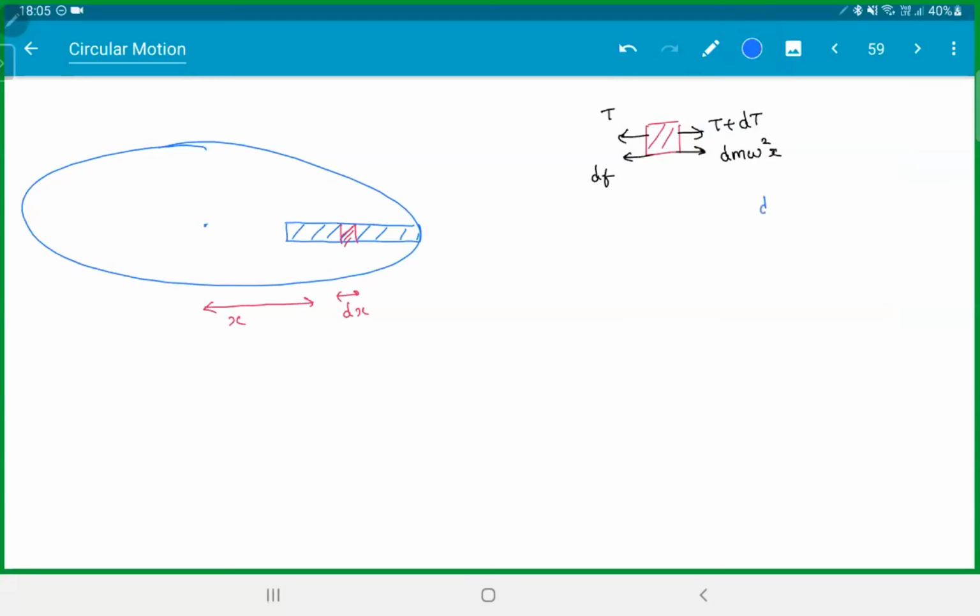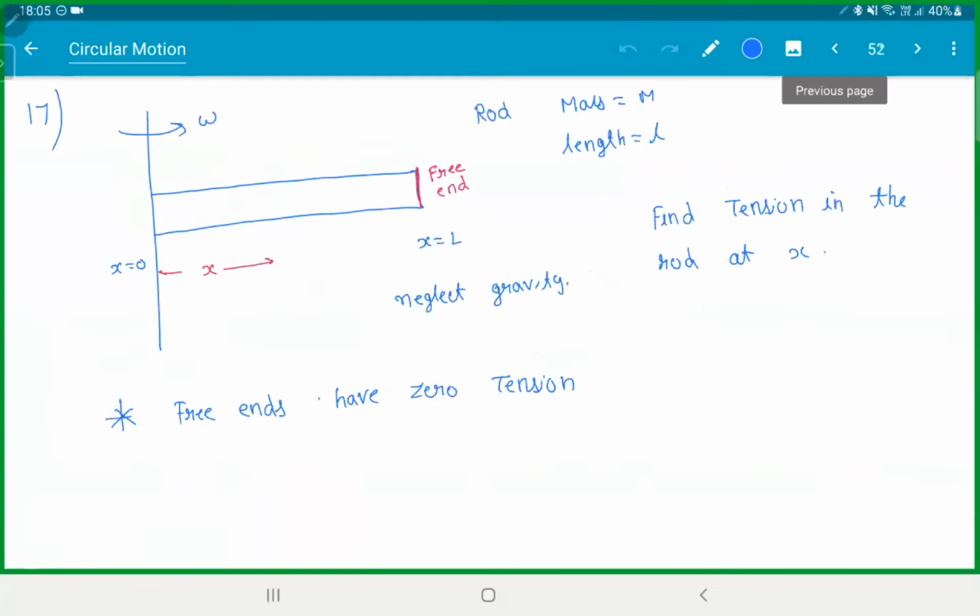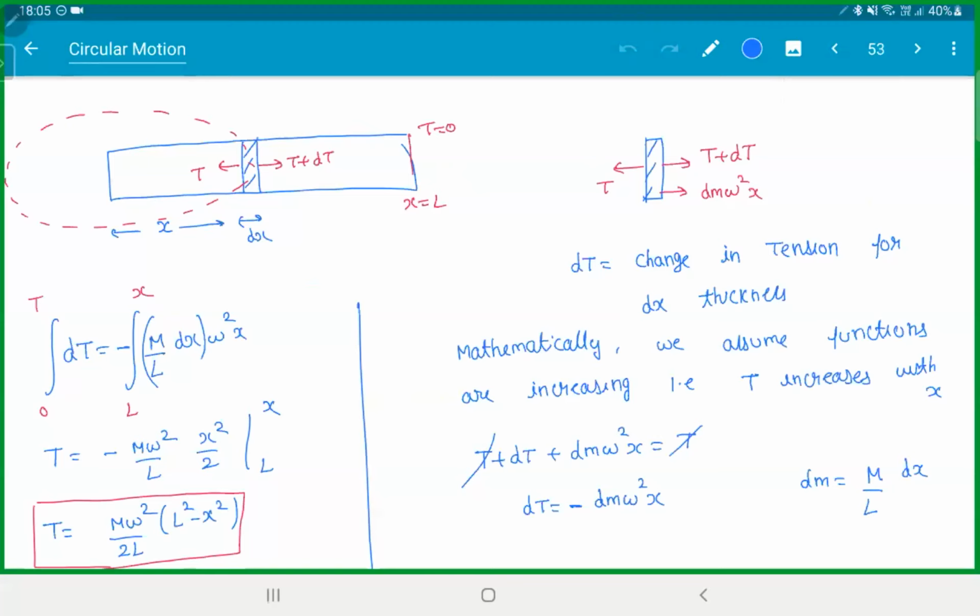For this small piece, dm will be mass by length of the rod, which is r by 2, so mass by total length into dx, which is 2m dx by r. Please check everyone. This is the starting point. You should know how to draw an FBD. And we have done something like this, that was this problem, if you remember. So T plus dT, and dm omega square x. The only additional thing is that there is friction now.